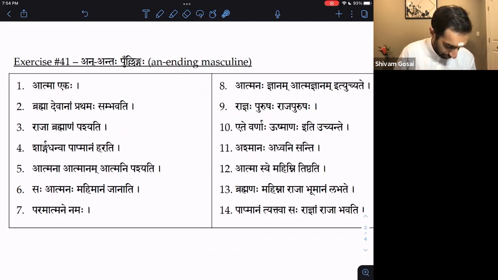So, right, the first one's pretty straightforward. Atma ekaha. Right, Atma is one. Right, this is ātman-śabdha, unending, or punlinga, pratama vibhakti ekavachanam. And there's no verb here, but we can say kartari pratama tu bhavati. And this is samanadhikarana with ekaha, right? Atma, the self is one.